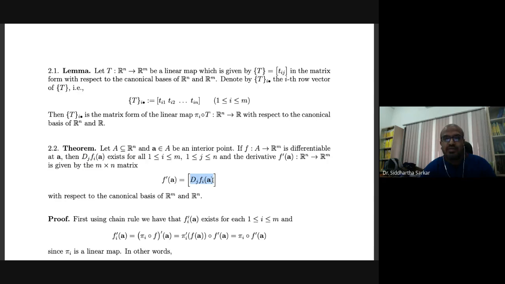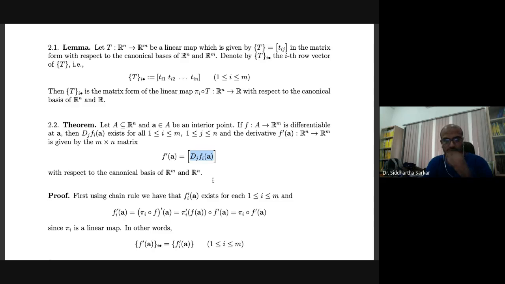Now describe your Dj fi(A) as the ijth entry of the matrix, and the theorem says this is it. This is how we are going to obtain the derivative in the matrix form with respect to the canonical basis. So this theorem is very useful. Of course, this talks about a converse direction. It doesn't guarantee the differentiability of this function, but what it says is that if you know somehow that the function is differentiable, it tells you how to compute that derivative at that particular point.